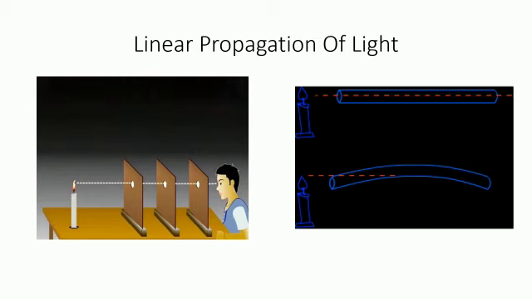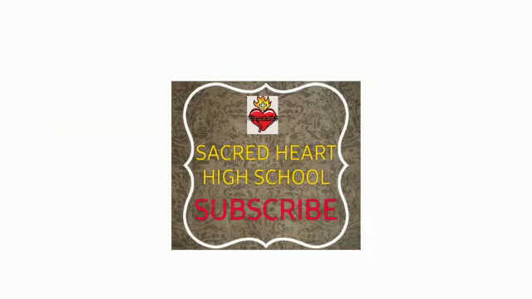What do we conclude from these two activities? We can say that light always travels in a straight line, and this is called the linear propagation of light. I hope you have understood this part.